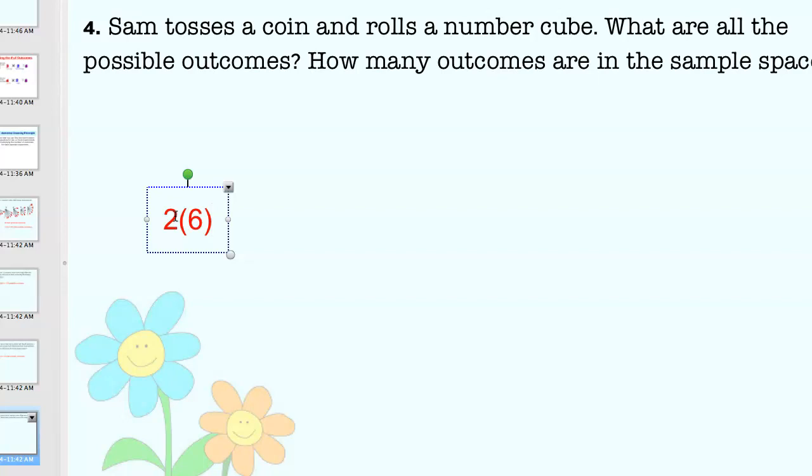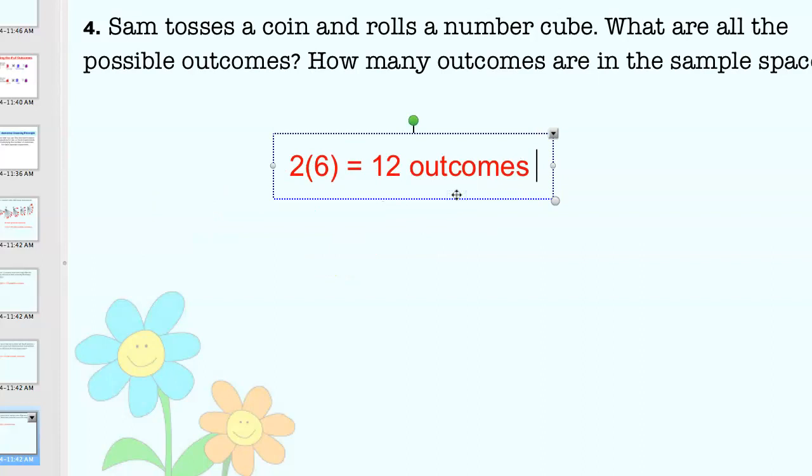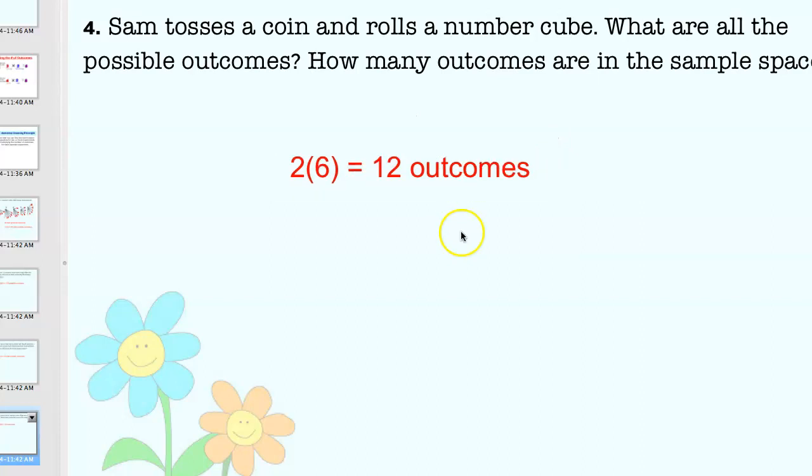Okay, and then if I multiply those 2, it would give me the total possible outcomes. So 12 outcomes. And that makes sense, right? I could have a head and a 1, a head and a 2, a head and 3, head and 4, head and 5, head and 6. Then I could have a tail and 1, tail and 2, tail and 3, tail and 4, tail and 5, tail and 6. That's 12 outcomes, okay?